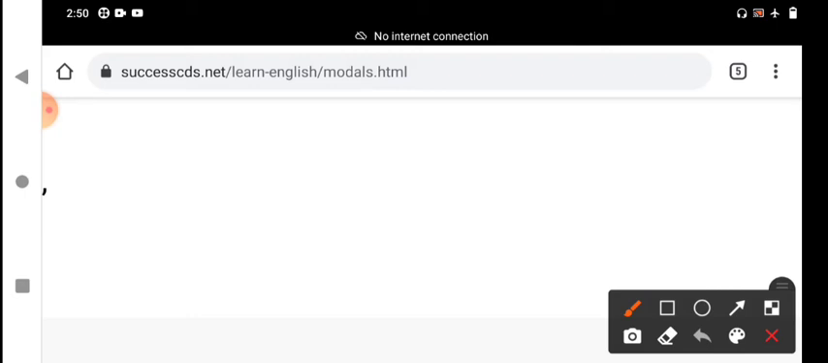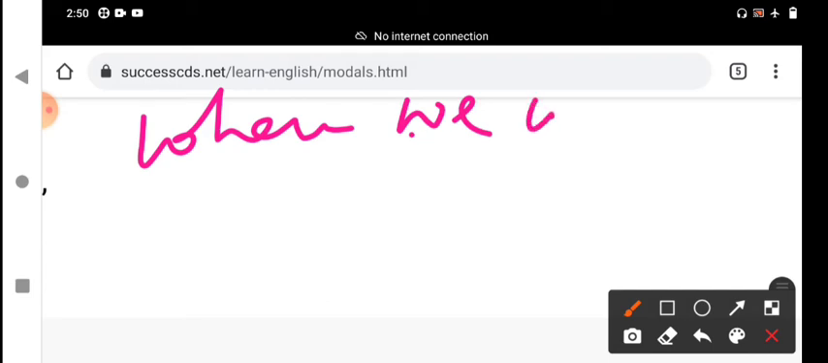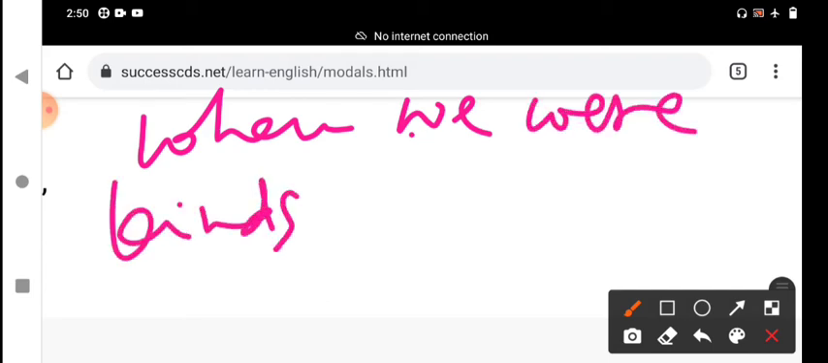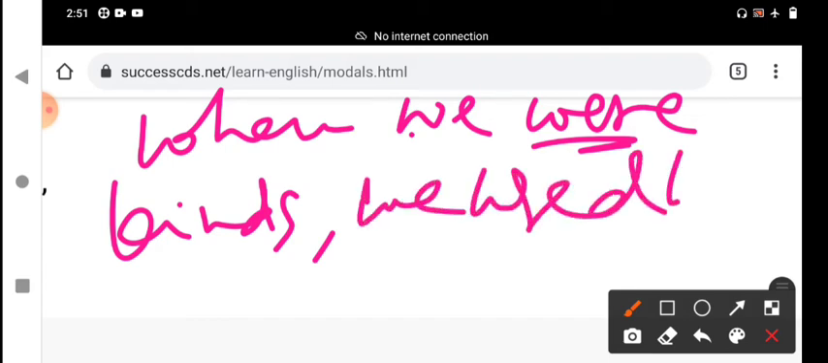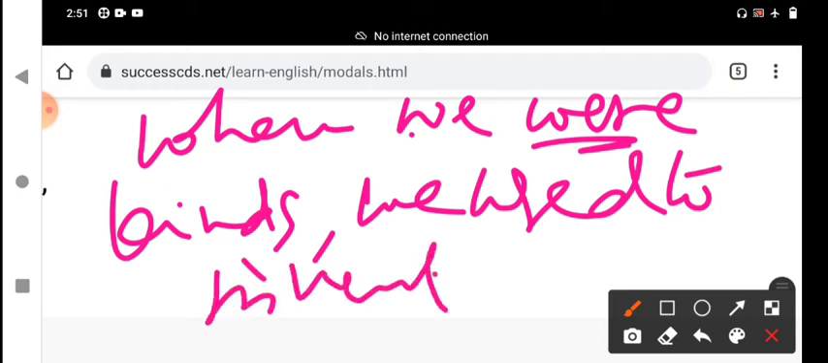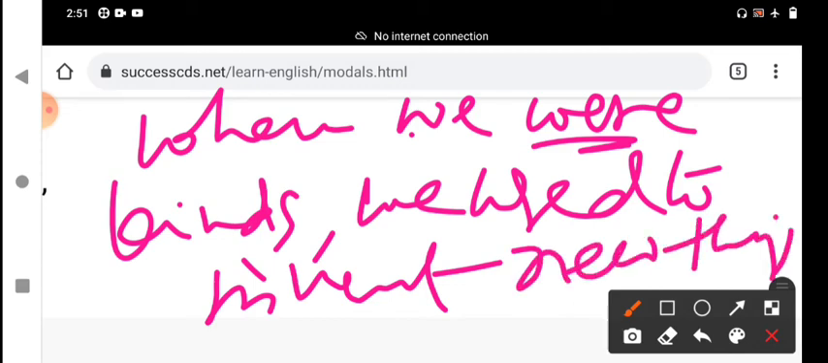Both have the same meaning. For example, when we were kids, not now, we were using past tense verbs. When we were kids, we used to invent new things. It is people's habits in the past tense.